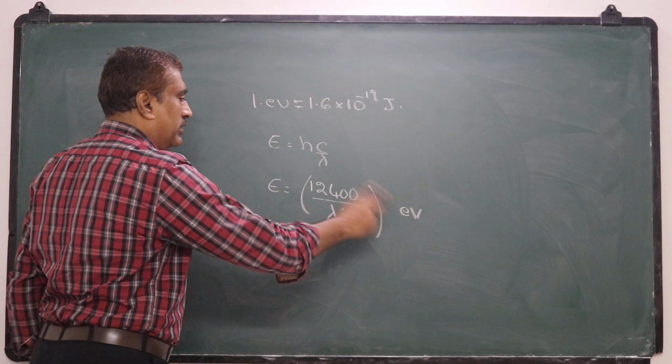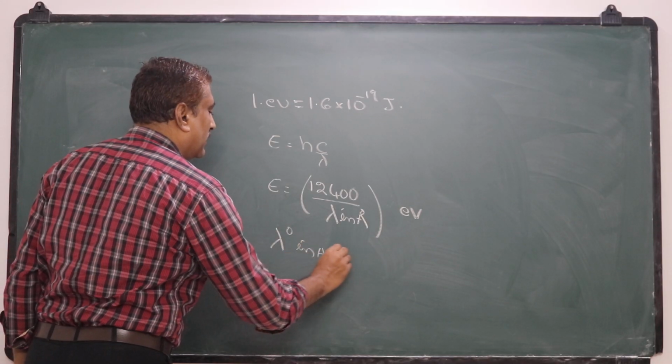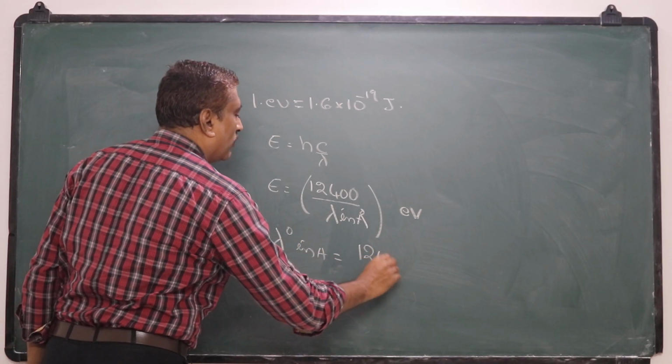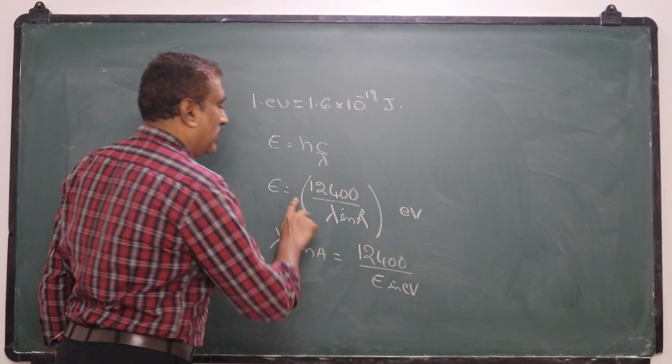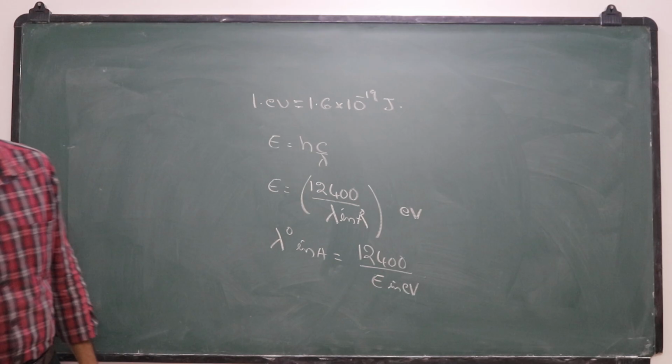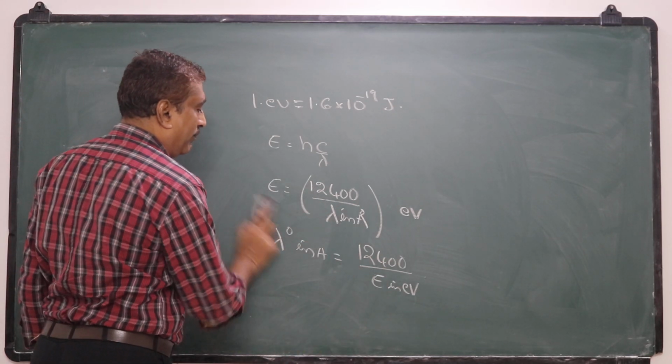Similarly, we can change this also. So lambda in Angstrom is equal to 12400 by energy in electron volt. So we can use this to convert energy and wavelengths. Okay.